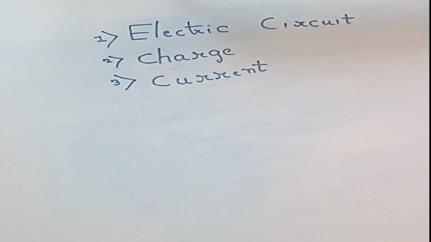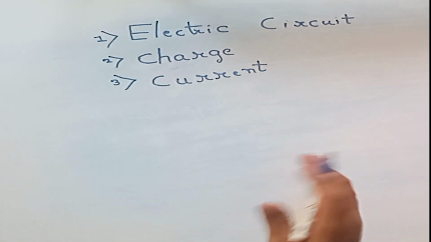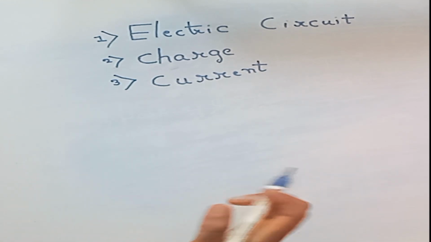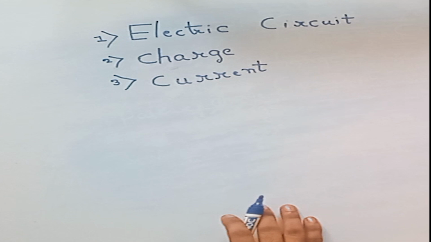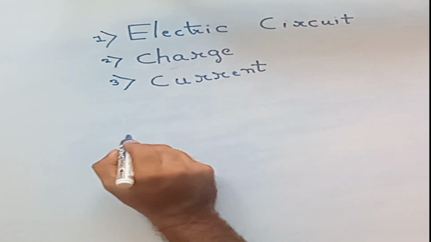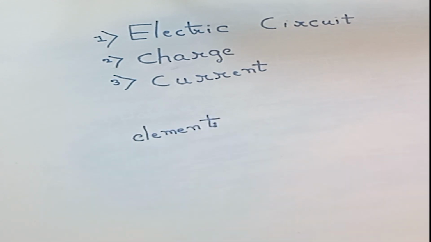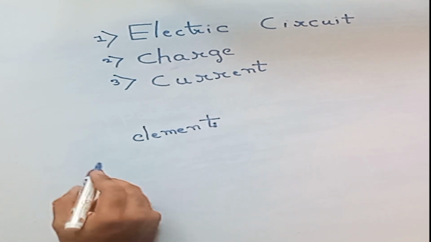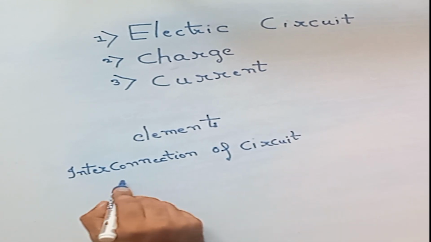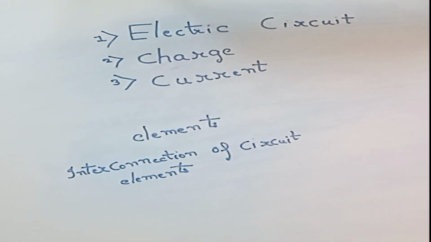The energy has to be transferred from one point to another point. For that, we require the interconnection of devices. Each component is called an element. What is an electrical circuit? Interconnection of circuit elements is known as electric circuit. Let's take an example.